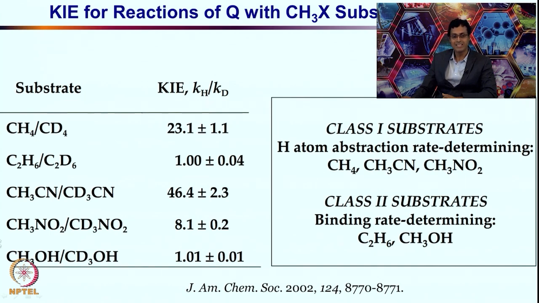So, based on these studies, one can think of having two different classes of substrate. Class 1 substrate, where hydrogen atom abstraction is rate determining, as you see in these three substrates that we studied: methane, acetonitrile and nitromethane. For class 2 substrate, the binding rate is the rate determining step, that is, substrate binding to the active species, the intermediate Q, the di-iron 4 plus bis-mu-oxo intermediate. That is quite fascinating, I would say, and this is true for C2H6 and methanol.